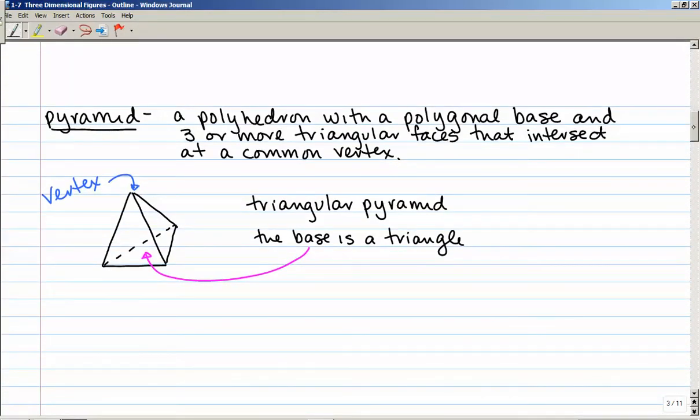A pyramid is a polyhedron with a polygonal base and three or more triangular faces that intersect at a common vertex. Okay, so a polygonal base. So the base is going to be a polygon. In this case, the base is a triangle. It could be a square, it could be a rectangle, it could even be a pentagon. And then the faces are all triangles that meet at the top point, called a vertex.